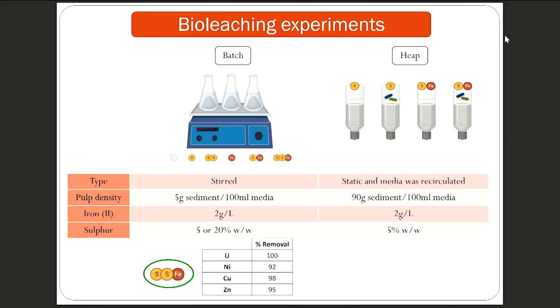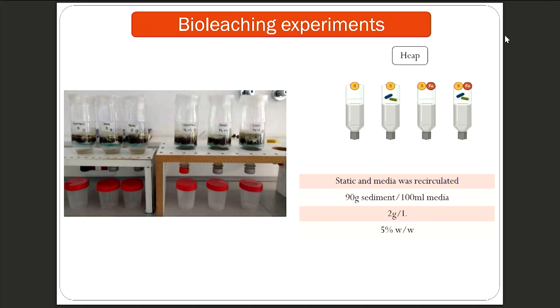In this case, we used 90 grams of sediment and 100 milliliters of culture media, daily recirculated, and we used the same amounts of iron and sulfur. Here we can see a picture of the columns. They were made from recycled bottles. They had a filter at the bottom, on top of that the sediments, and the sulfur was added on the surface. And samples were taken periodically to measure the metals and parameters of the bacterial growth.